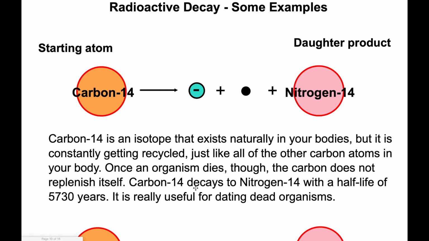Now, carbon-14 decays to nitrogen-14 with a half-life of 5,730 years. So if an organism dies and that organic material is able to stay around for a really long time, in 5,730 years, half of the carbon-14 in that organism's tissue will have turned into nitrogen-14. So if you can measure how much nitrogen-14 you have compared to carbon-14, you'll actually be able to know how old that dead organism is.